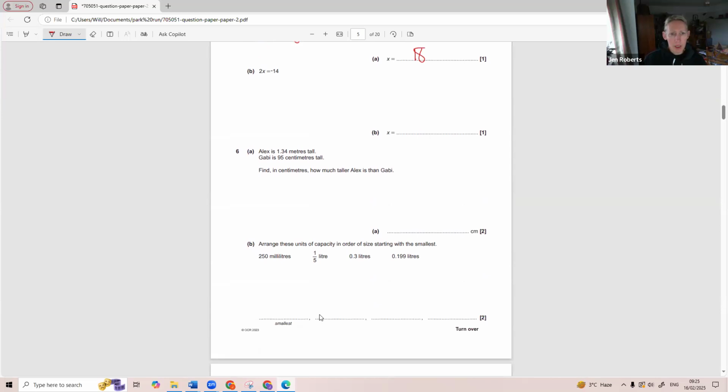Divide both sides by 2 here, because this means 2 lots of x. X times 2, I need to make it into 1. Divide by 2, which gives you x is -7.